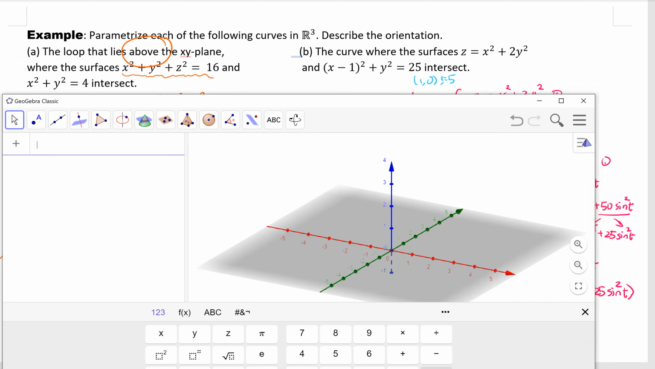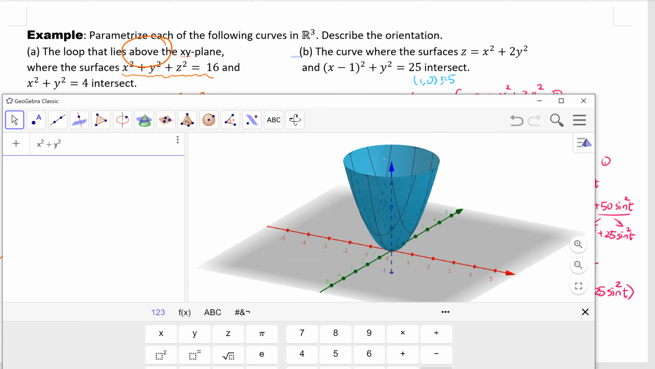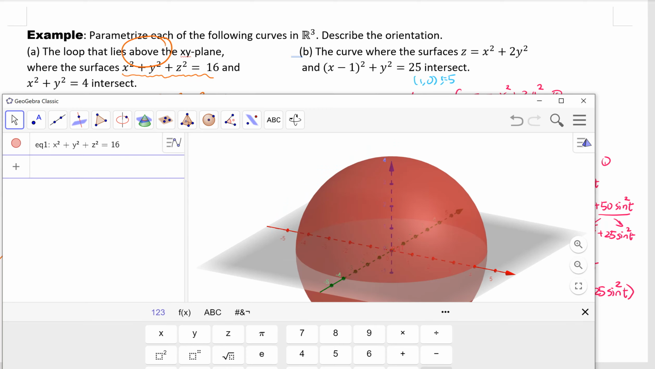So we input the first one, we have the sphere, so x square plus y square plus z square equals 16. Okay, so you see we get a sphere.